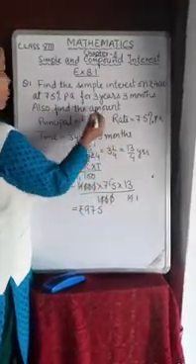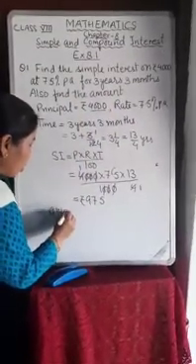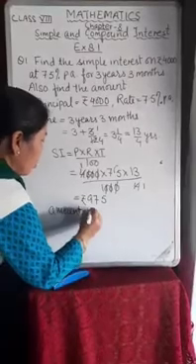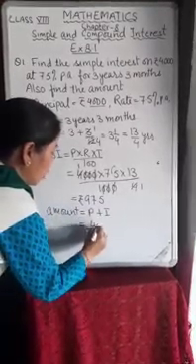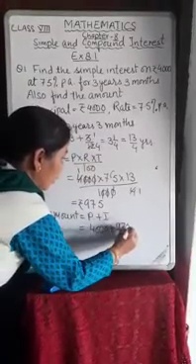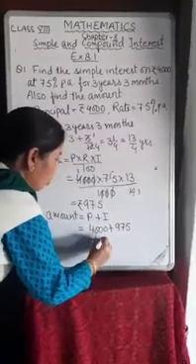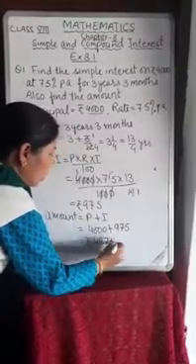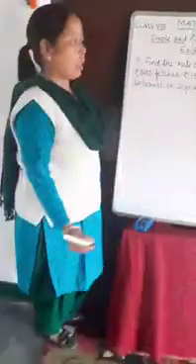Now in this question we have to find out the amount also, and the formula for amount is principal plus interest. So principal is 4,000 and interest is 975. So the amount is rupees 4,975. This is the answer of question number 1. Now I am explaining question number 3.